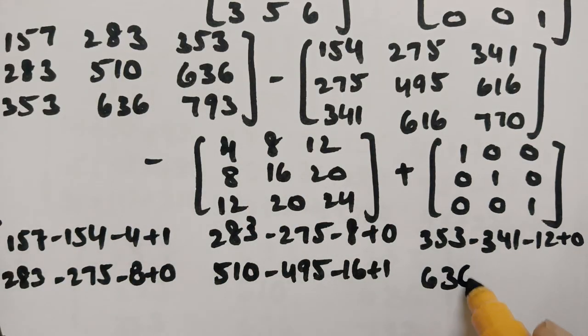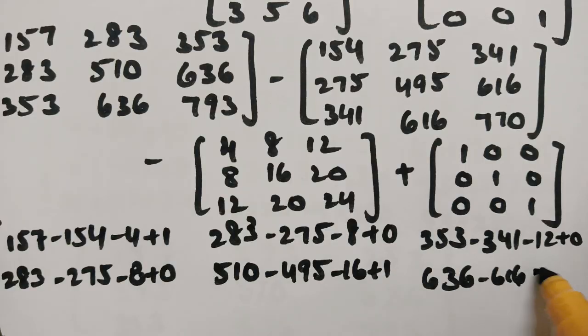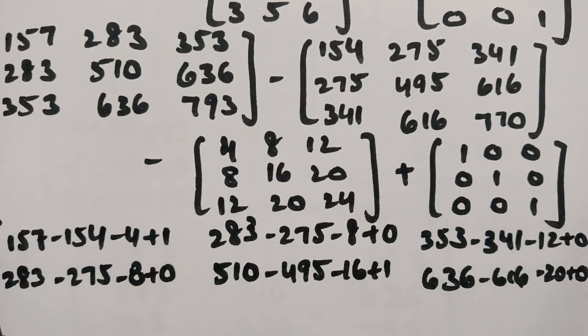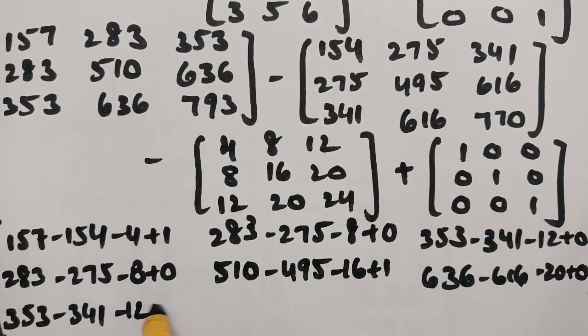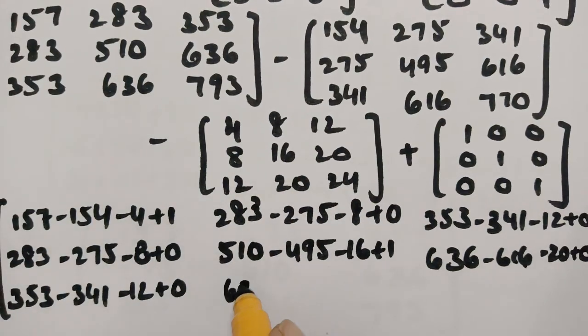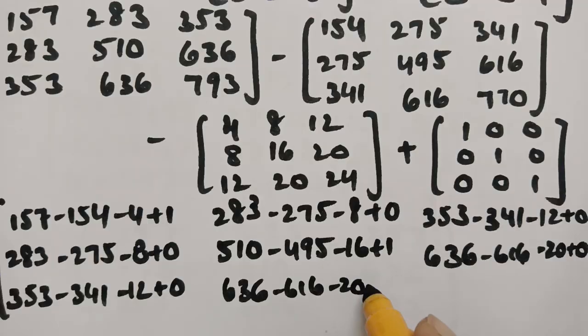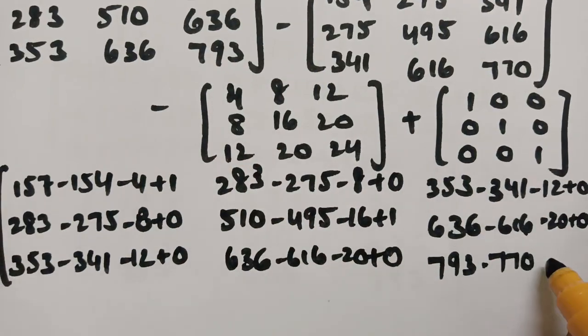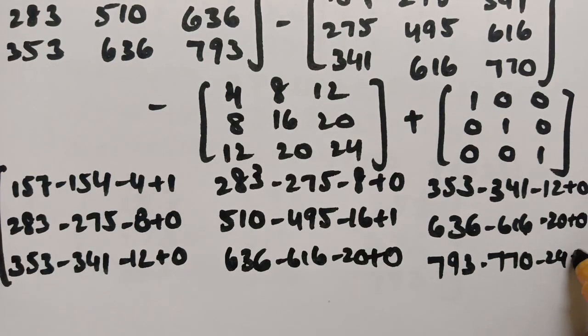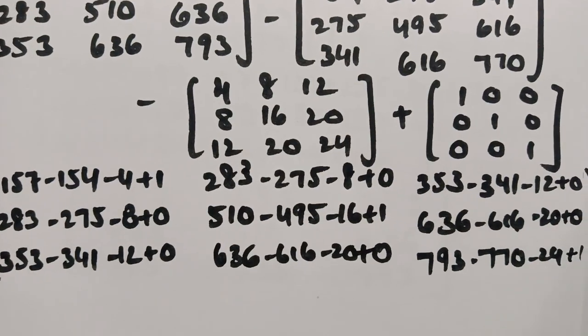This is a 636 minus 616, and this is minus 20 plus 0. And this is 353, this is minus 341, and this is minus 12 plus 0. This is 636 minus 616, and this is minus 20 plus 0. And this is 793 minus 770, this is minus 24, this value is plus 1.